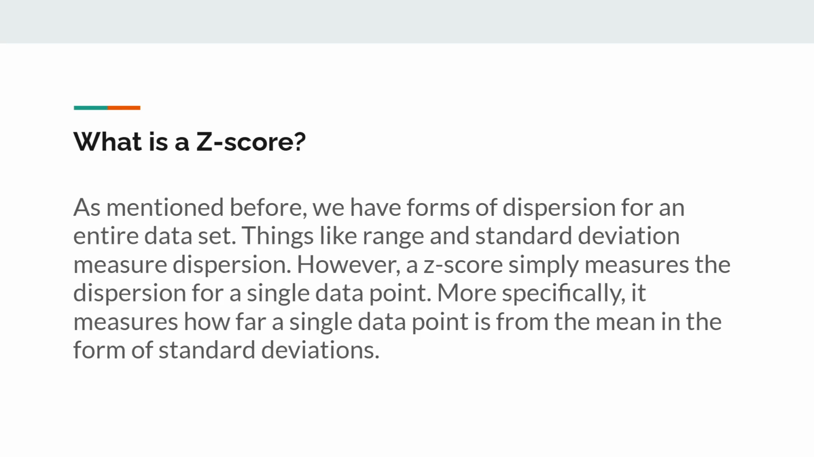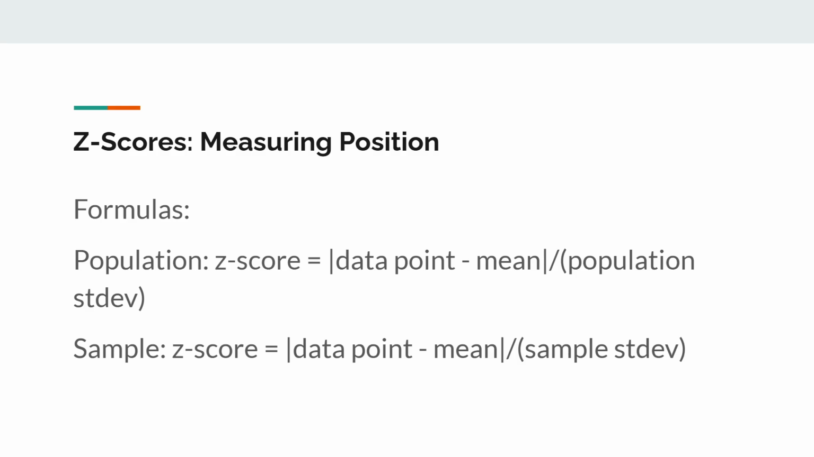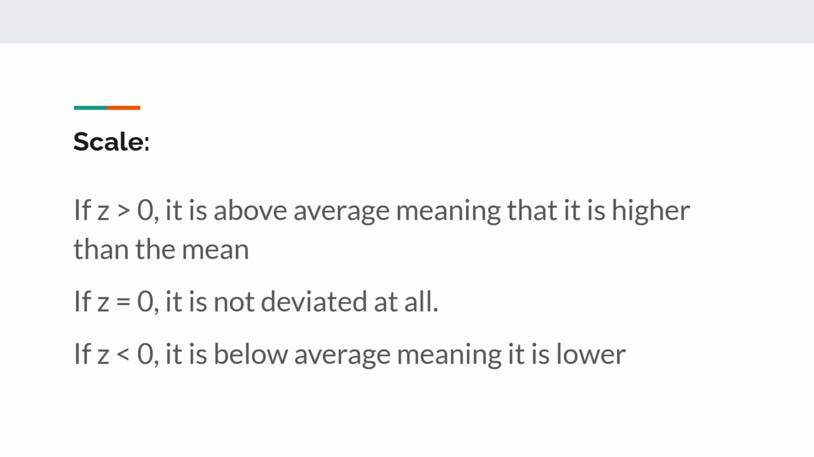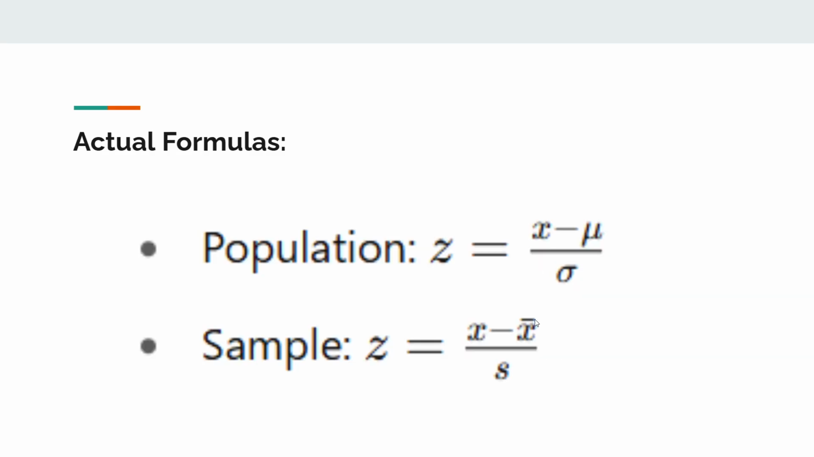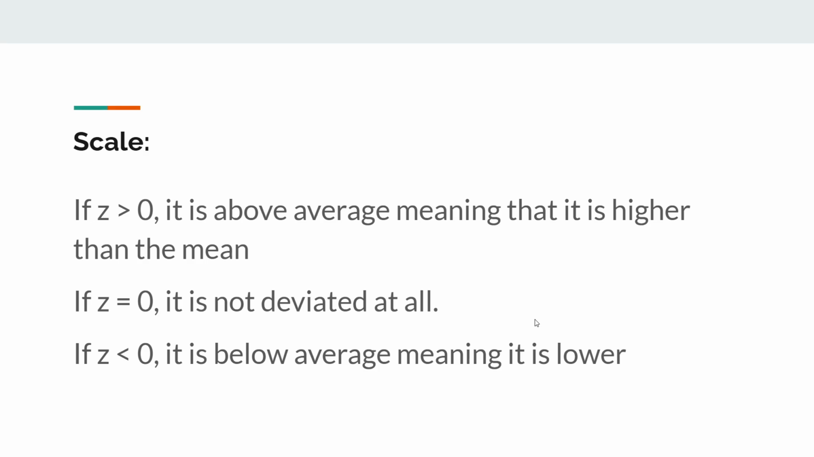So this is typically useful for comparing 2 points in two different data sets, and to see which disperses more from the mean. Sorry. So this is the scale. If z is greater than 0, that means the point is higher than the mean and is dispersed further away from the mean. If it's 0, that means it's exactly equivalent to the mean, because in the formula it would just be mean minus mean, which equals 0. And if z is less than 0, it's below average and it's lower.